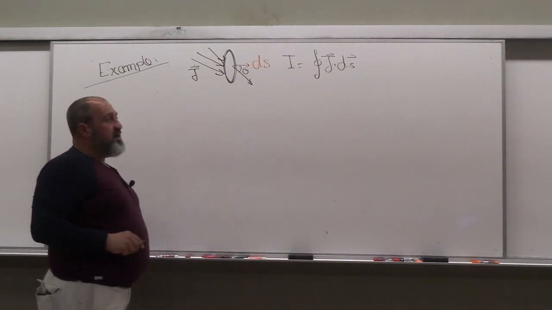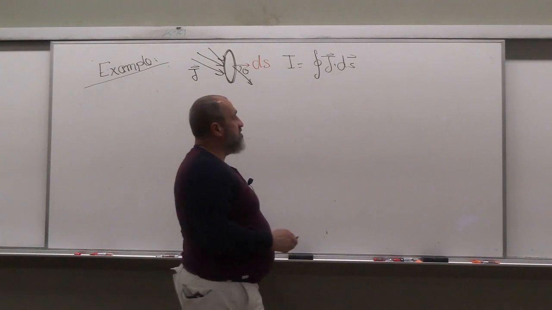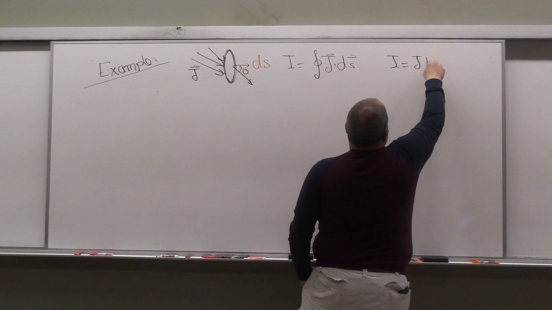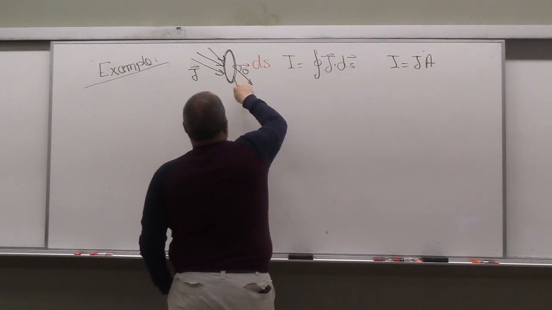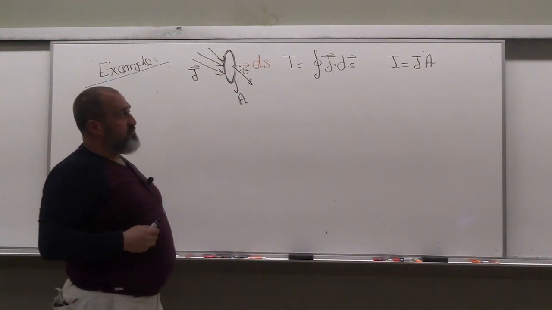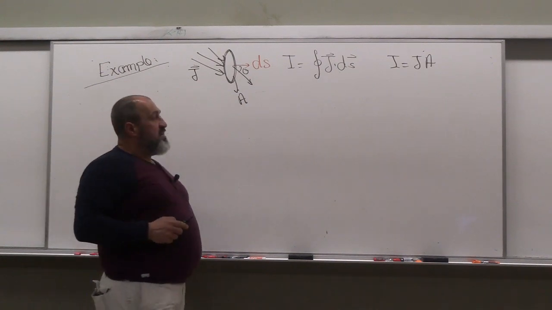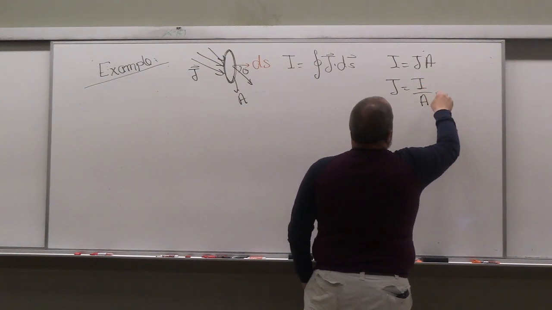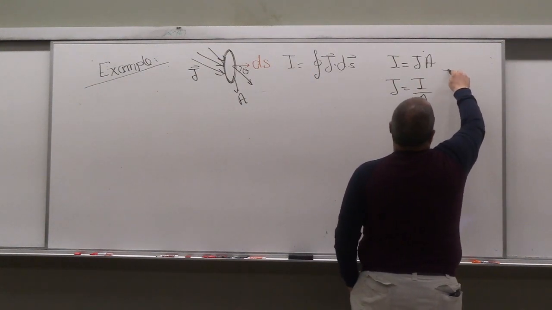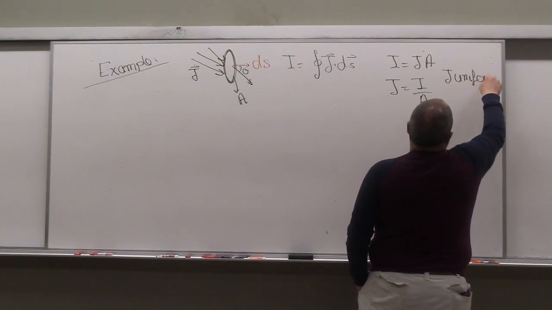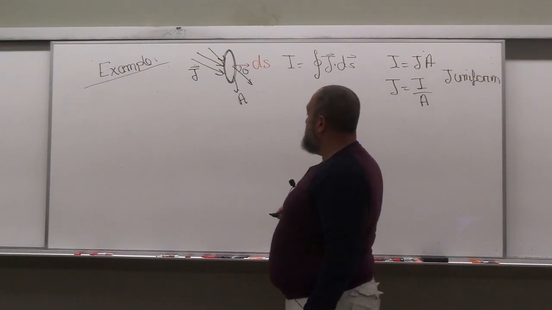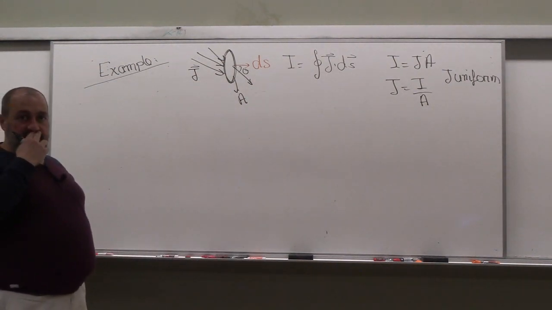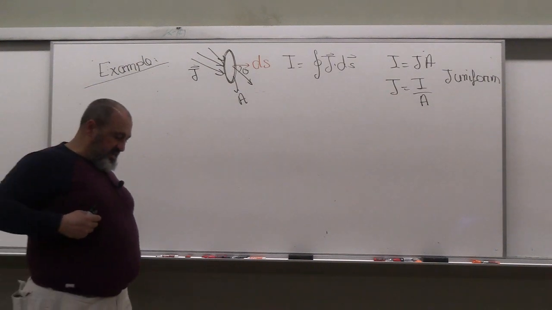So if the current density is uniform, then I is simply equal to J times A, where A is the area through which the current density is flowing. And you can say also that J is equal to I over A if J is uniform. If not, you have to integrate. So J is given in amps per meter squared, current density. But it doesn't always have to be given in amps per meter squared.